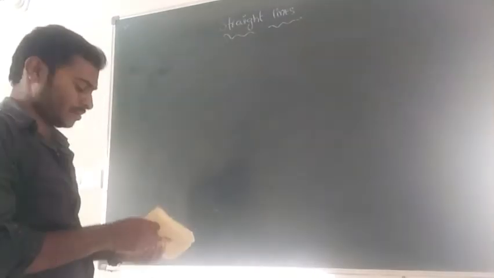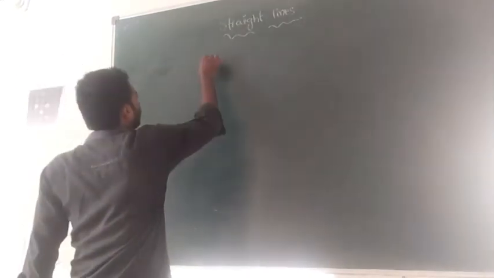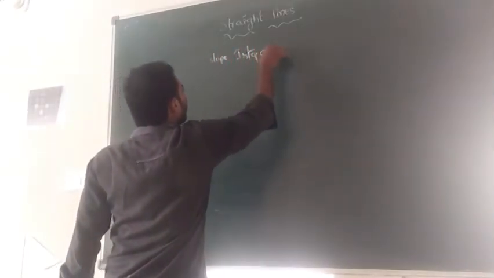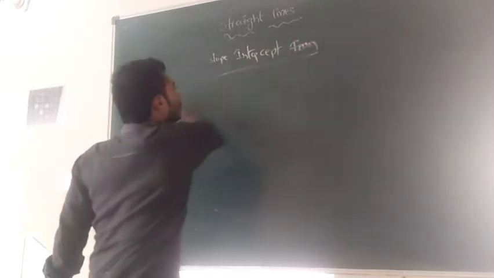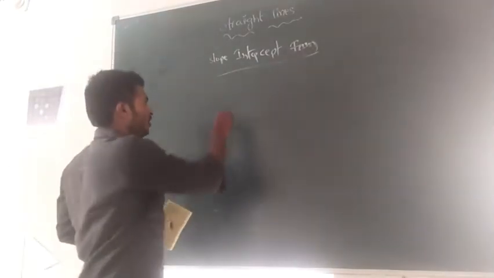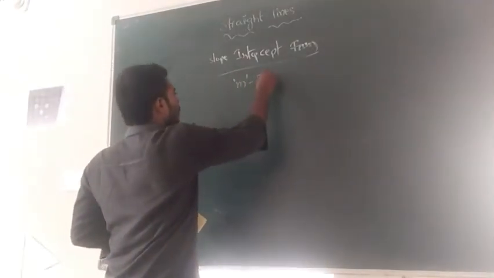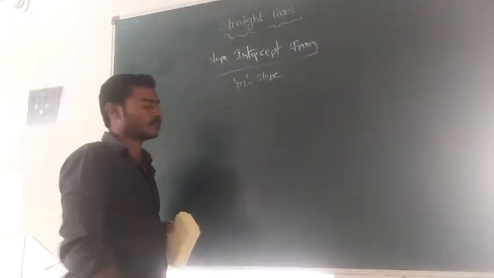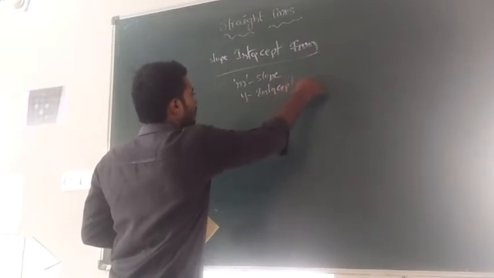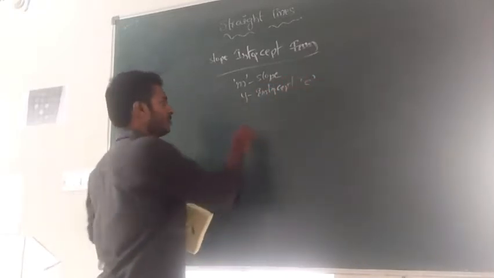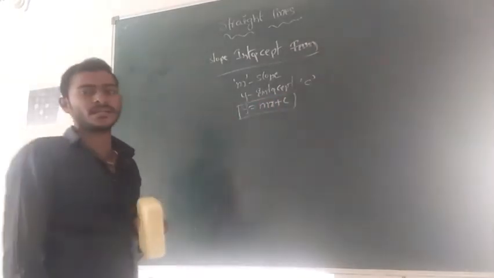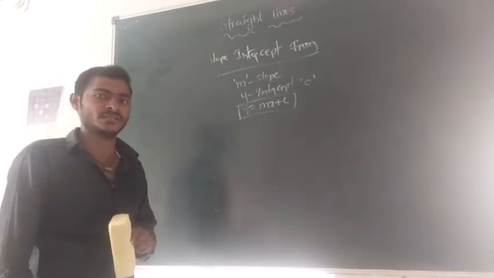Next one is slope intercept form. What does slope intercept form mean? Here m is the slope and y intercept is c. Then the straight line is y equals mx plus c.